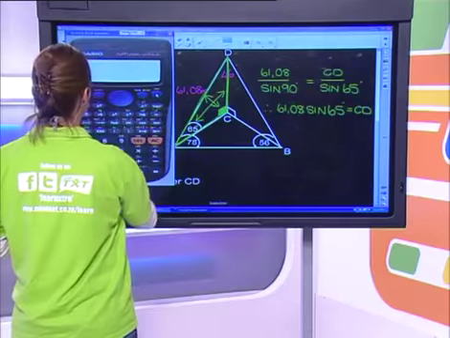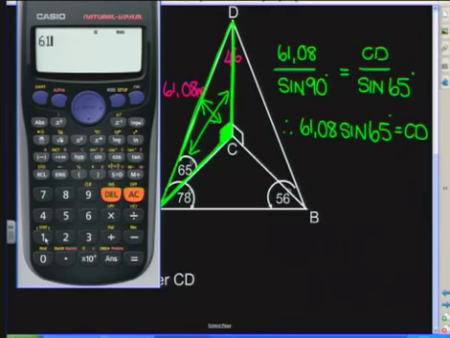Right. Okay. So we've got 61.08 multiplied by sine of 65 degrees. And 55.3, let's round it up to 36.